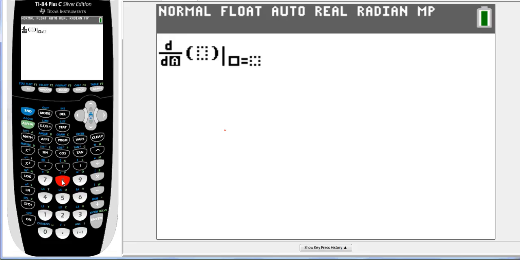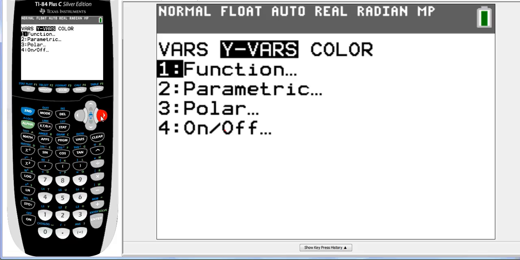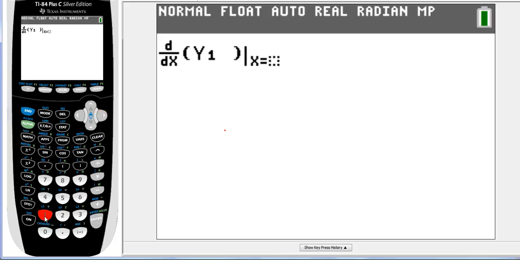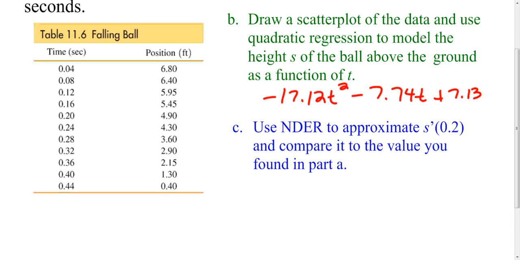And then instead of typing that function all in again, since it's already stored in y1, you can just tell your calculator to pull up the equation from y1 again by doing variables, over to y variables, you want function, and you want y1. So you're telling your calculator to pull up the function that's in y1, and you want to do that at 0.2 seconds in this case, remember? Go ahead and hit enter, and we get negative 14.585. So not too far from what we did our estimation at.